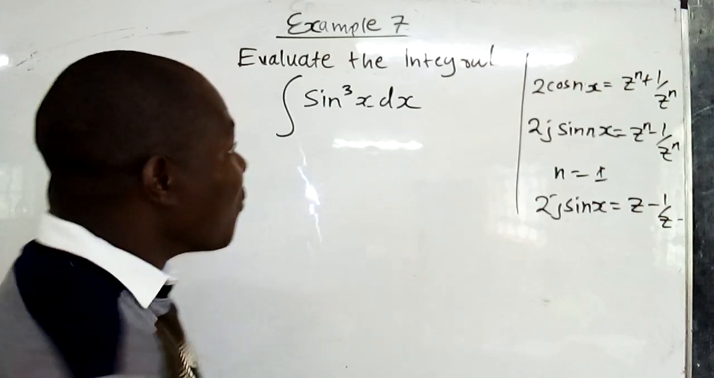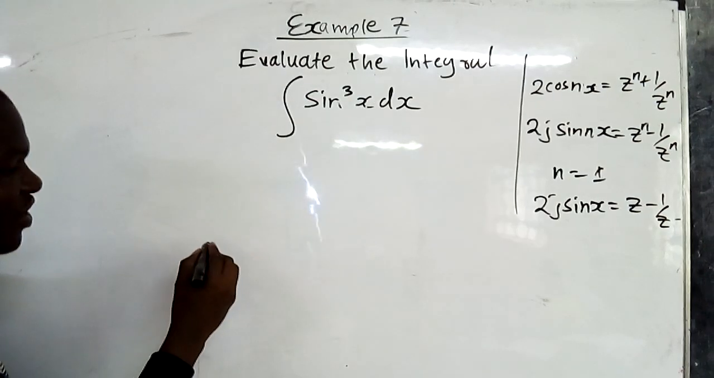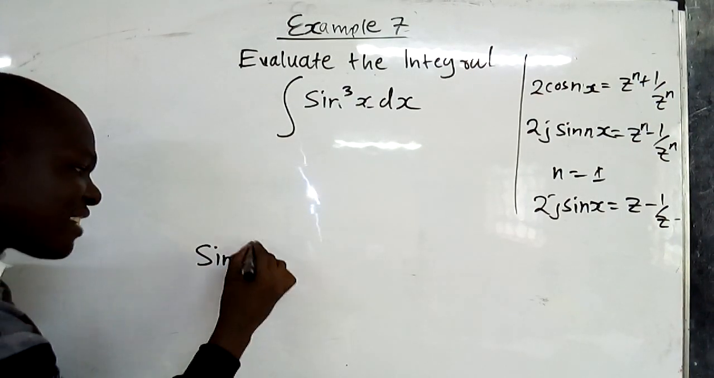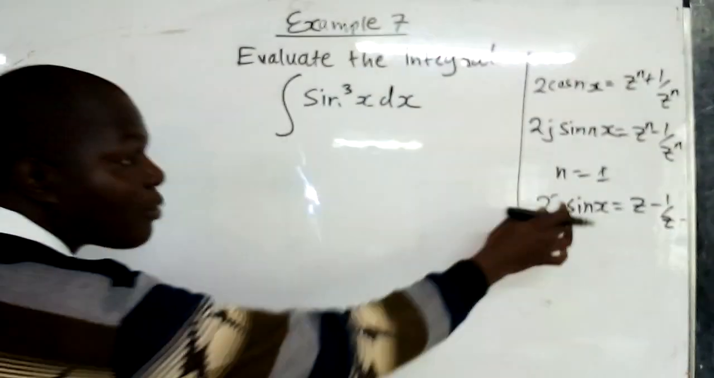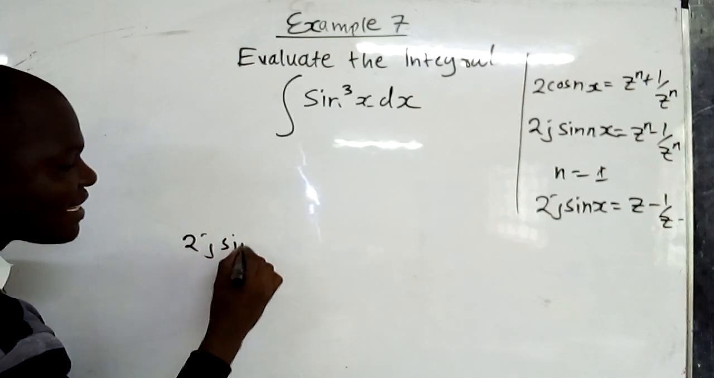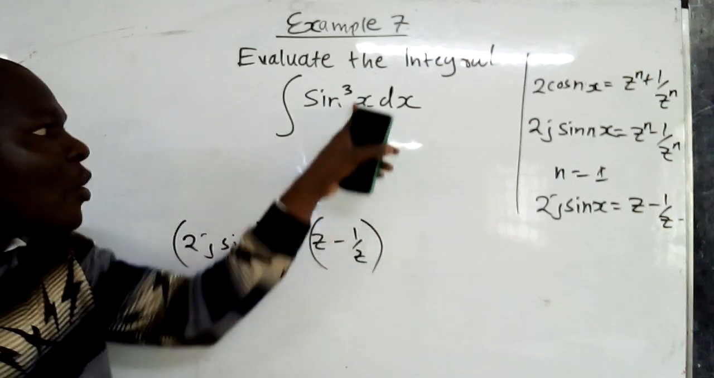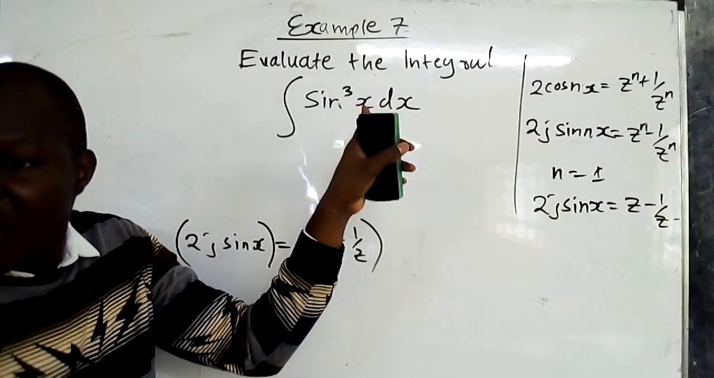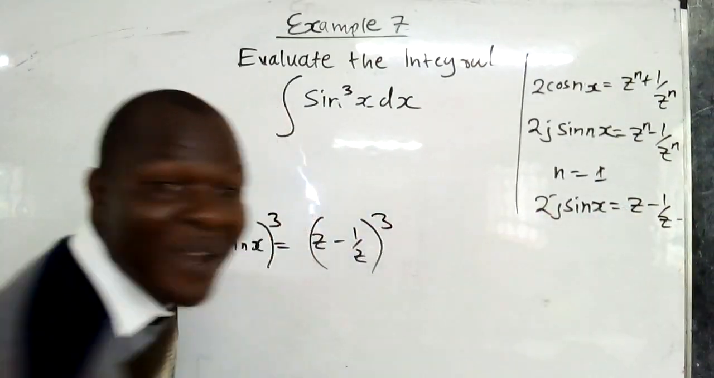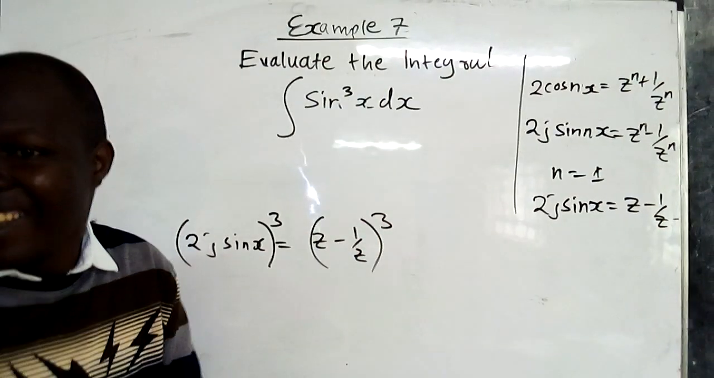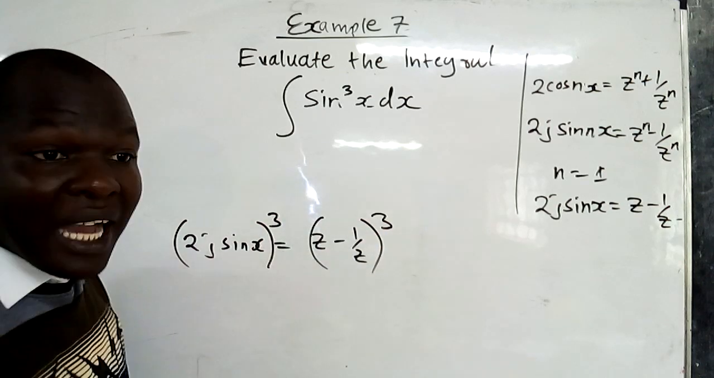Are you seeing that? What do we have here? Sine cubed. Sine cubed is the same as sine x raised to power 3. So you now have 2j sine x equals z minus 1 over z. Which power do we want? We want sine to be raised to power 3. Are you seeing the scenario? So if you want sine raised to power 3, you raise both sides of the equation to power 3. That is when you will be able to get sine raised to power 3. Are we together?